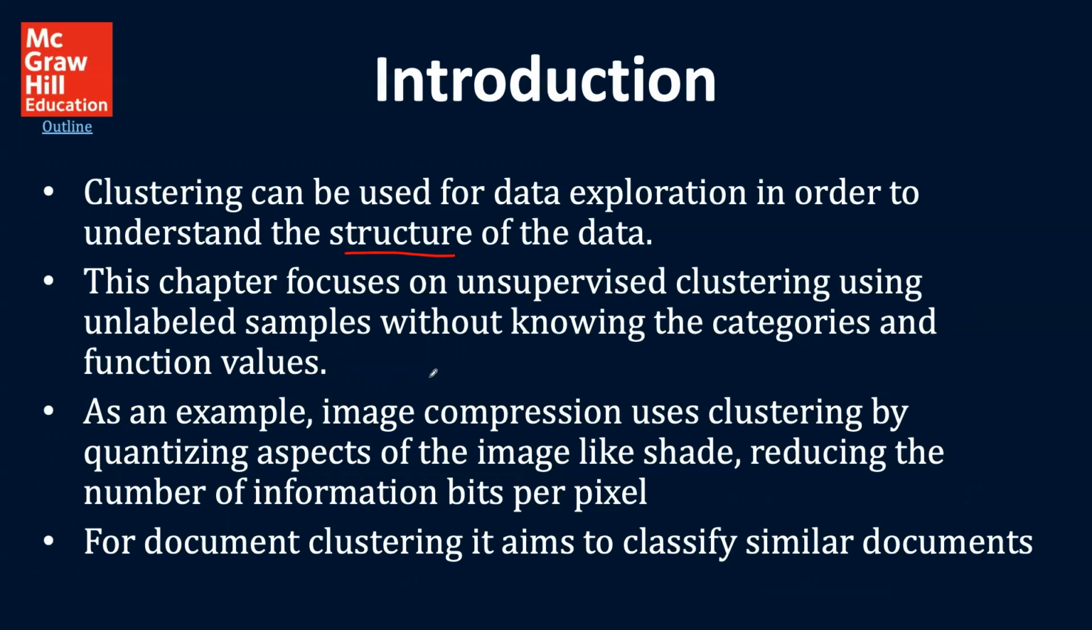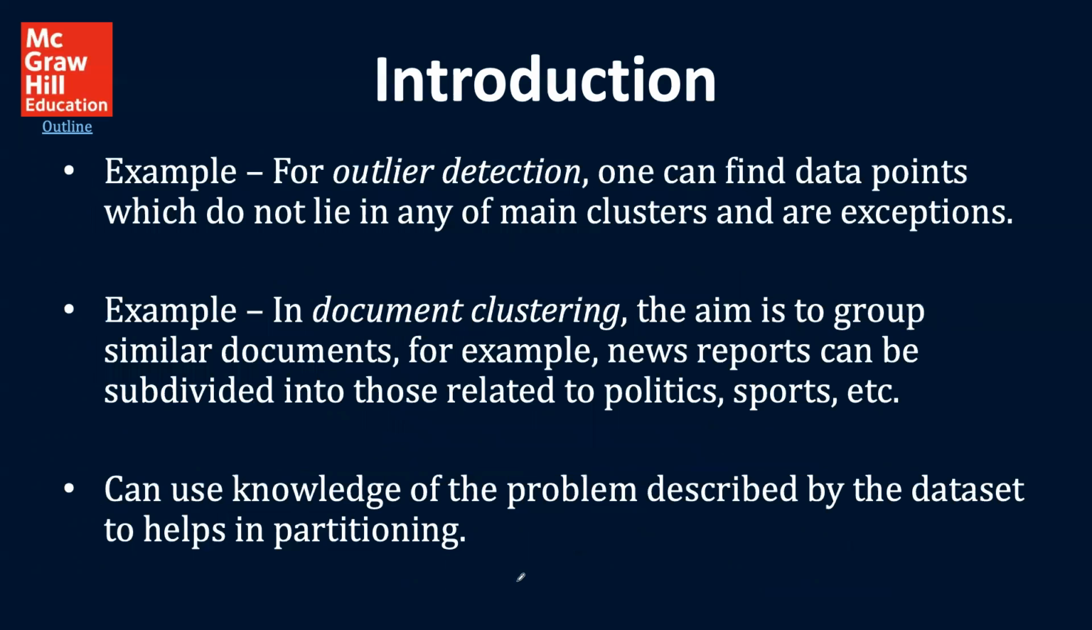An example is image compression that uses clustering by quantizing aspects of the image like shade, reducing the number of information bits per pixel. For document clustering, it aims to classify similar documents. Another example is outlier detection, where one can find data points that do not lie in any of the main clusters and are exceptions. Another example would be document clustering. The aim is to find groups of similar documents. For example, news reports can be subdivided into those referring to politics, sports, etc.